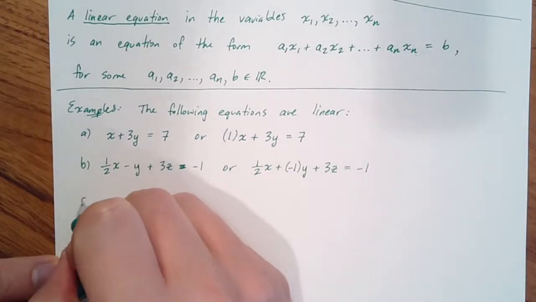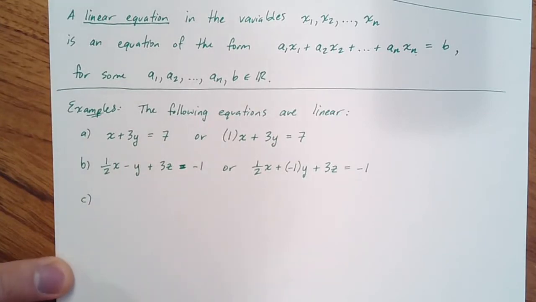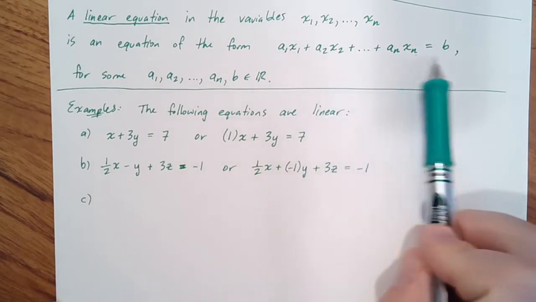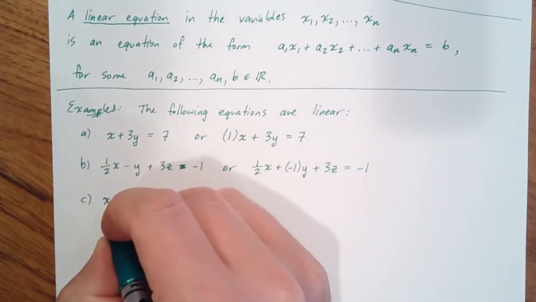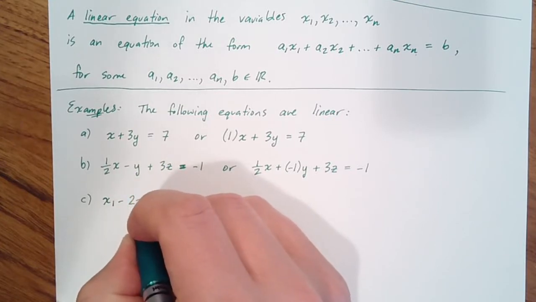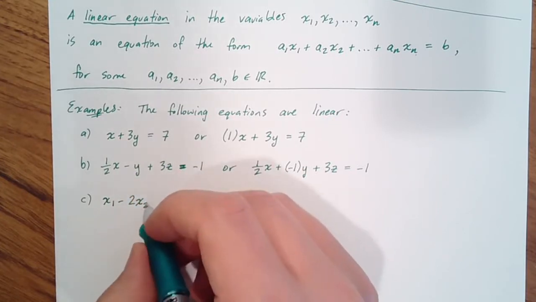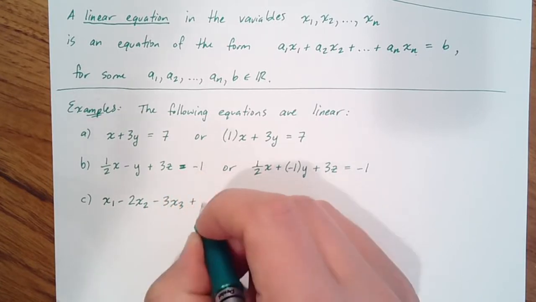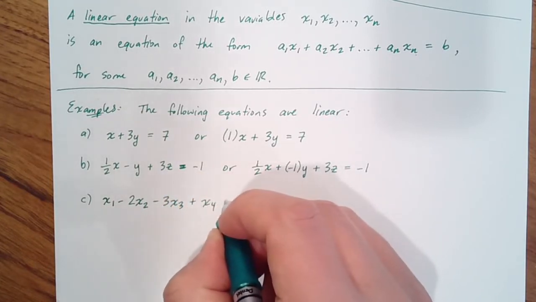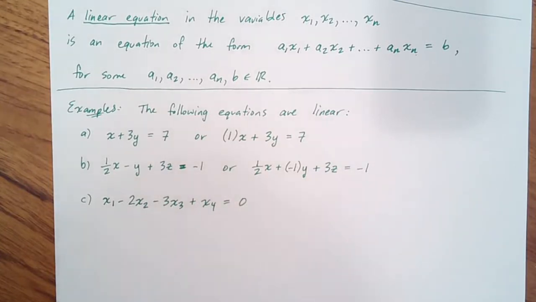The next example, we'll do a linear equation in 4 variables. And this time I'm actually going to use the indexing strategy that was used up here. So this one has 4 variables. This one's going to be the following: x1 minus 2x2 minus 3x3 plus x4 is equal to 0.